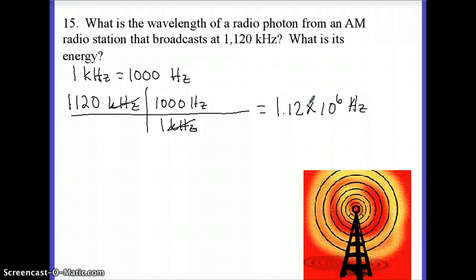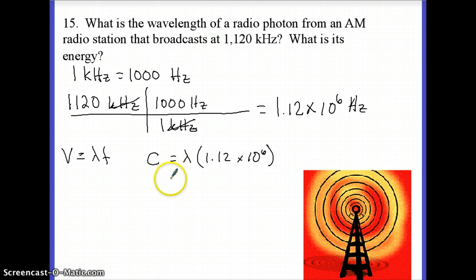Then I want to find the wavelength. Well, v equals lambda f. This is a physics problem. Our v is the speed of light, c, 3 times 10 to the 8th. I've got that programmed in my calculator, so I'm not going to bother to write out the number. And when you solve for the wavelength, you end up getting 267 meters. Very, very large wavelength. These radio waves have very long wavelength.